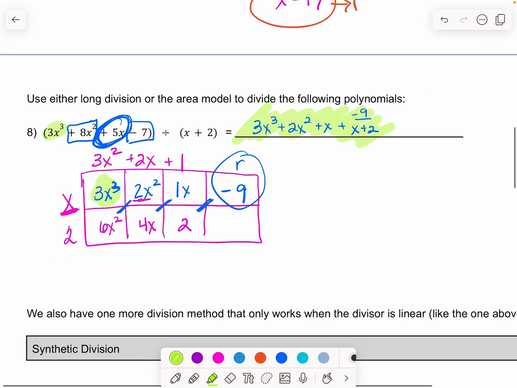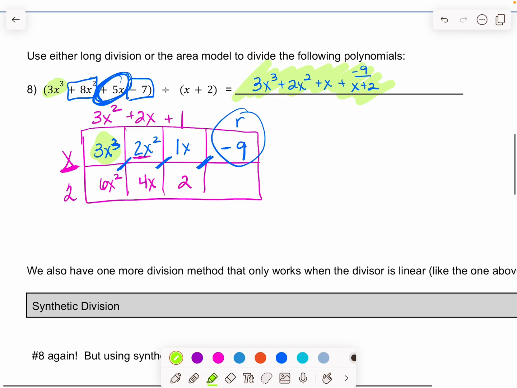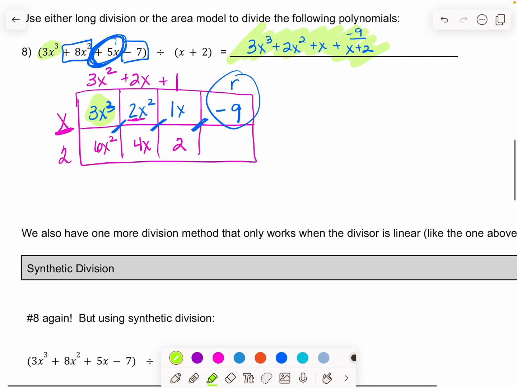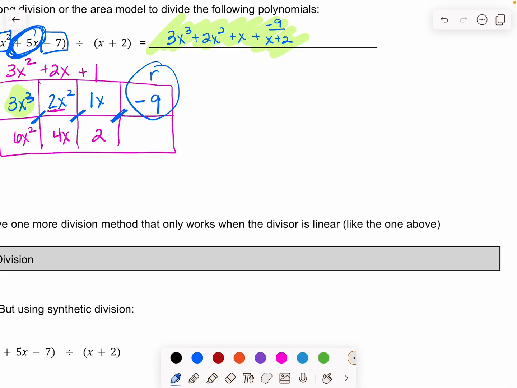All right, I mentioned last time that there's going to be one more method to doing division, and it is called synthetic division. And you can only use this when the divisor is linear, meaning something like x plus 2. You can have 3x plus 7, really, if you wanted. But we can't do this.